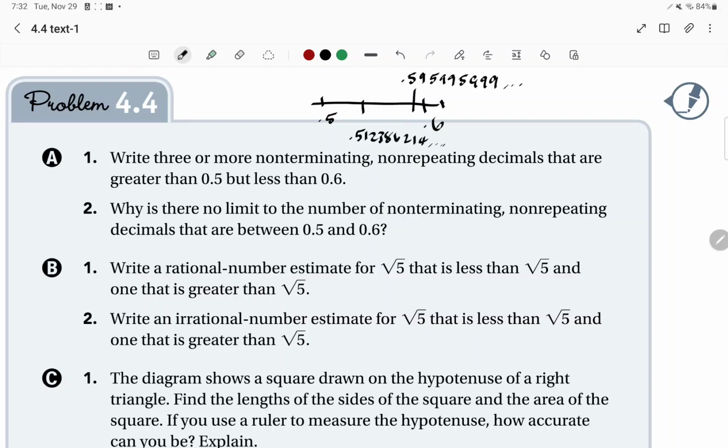On 2, it says, why is there no limit to the number of non-terminating, non-repeating decimals that are between 0.5 and 0.6? Well, there's an infinite number of options, since these decimals can go all the way out to infinity. There is no limit as to what you can do because you can keep putting numbers randomly, so there's no pattern, on and on and on forever, and then take 1 off for the next one, add 2 for the next. It can go on and on forever.